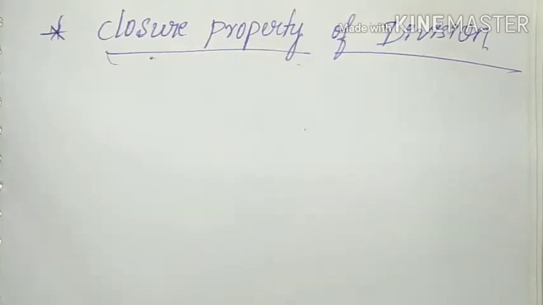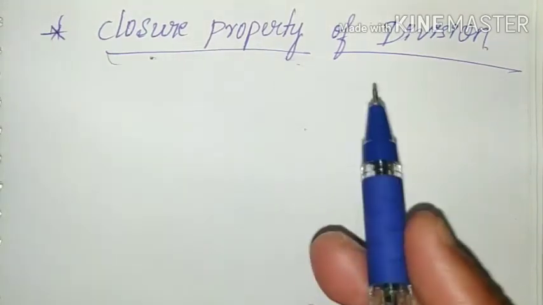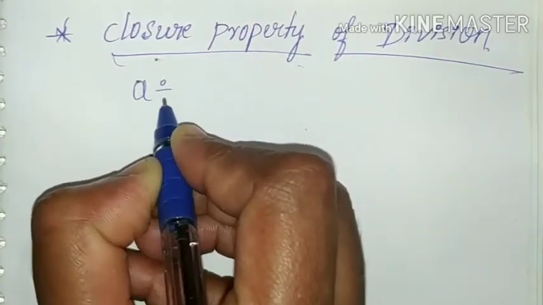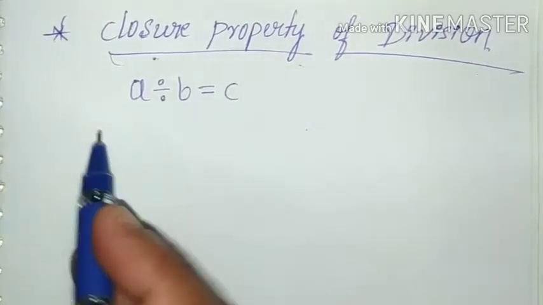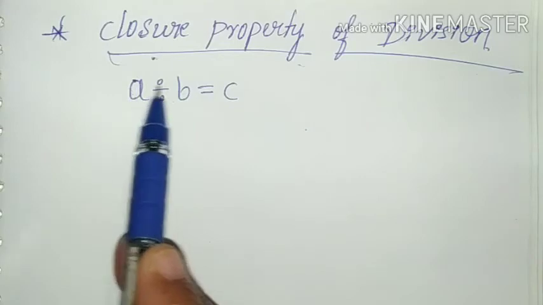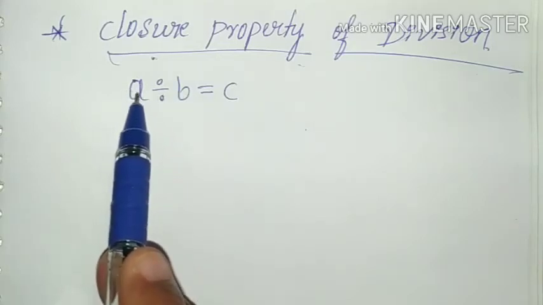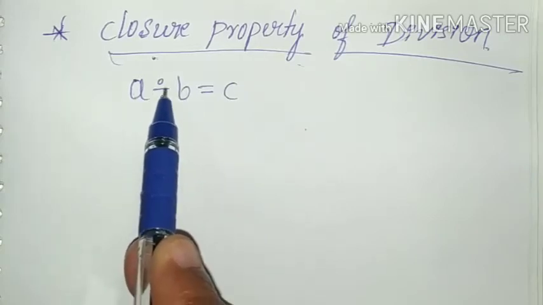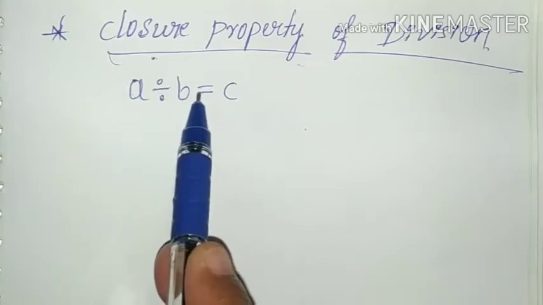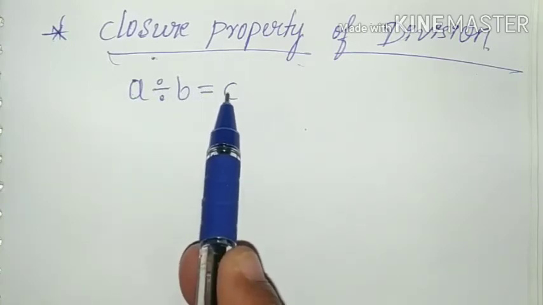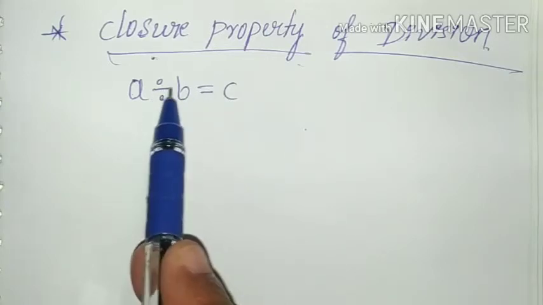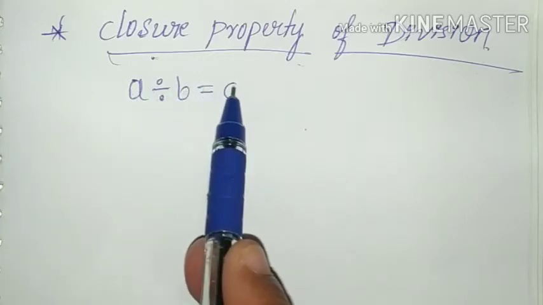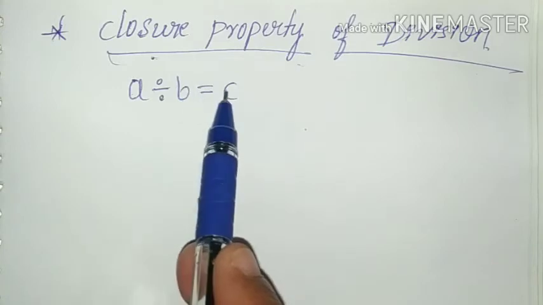Let's deeply discuss the closure property of division in my explanation soon. First, I will write the symbolic representation of the closure property of division. A divided by B is equal to C. A and B are any two integers and any mathematical operation is performed between these integers. Here division is performed between these two integers and it produces members of the same set. Here it is members of what? It is members of integers, no? So C also belongs to the members of integers only.